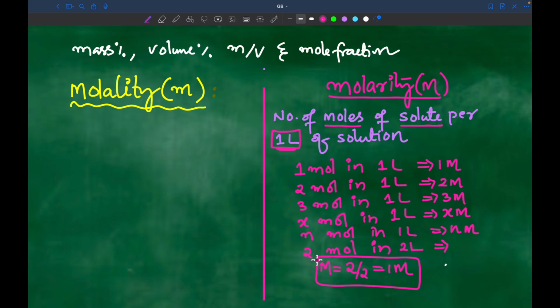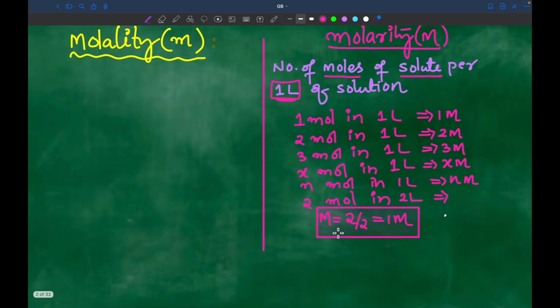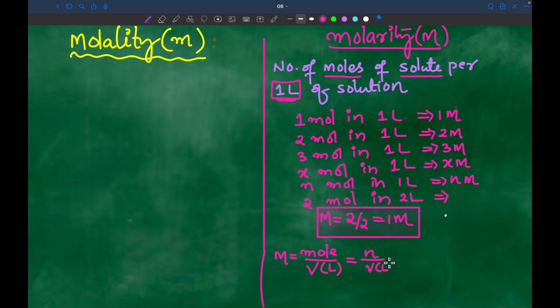So all you need to do to calculate the molarity is divide the number of moles by the volume. I'll write the formula here. The formula of molarity is M equals moles divided by volume of the solution in liters. This can also be written as n by V in liters.